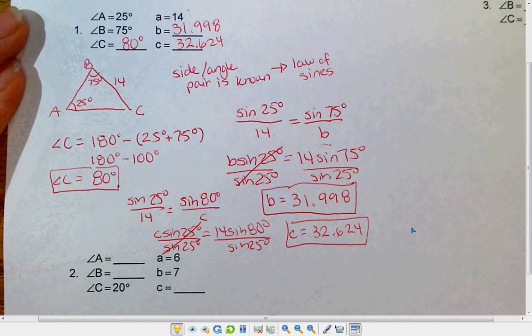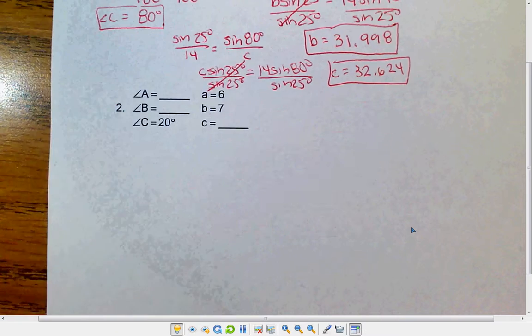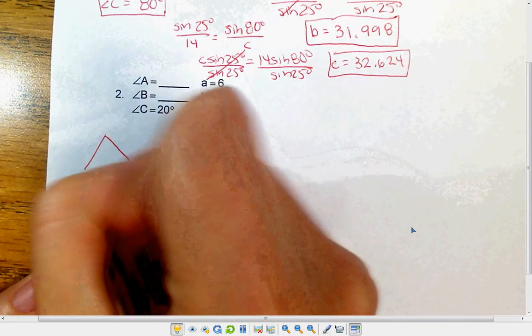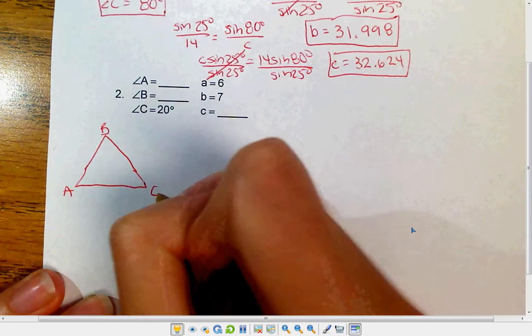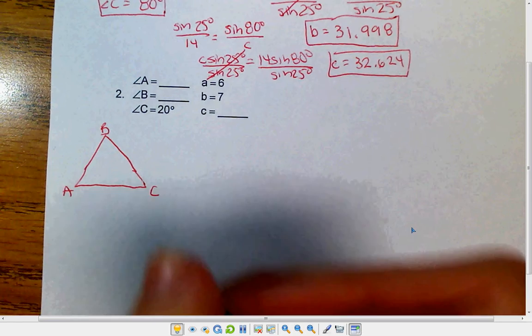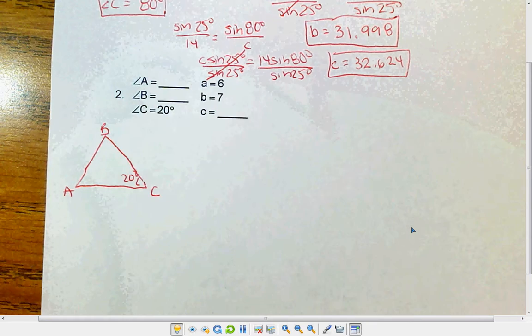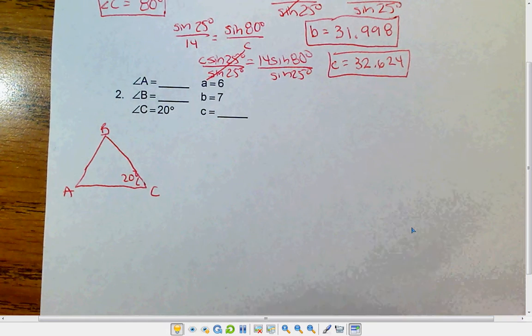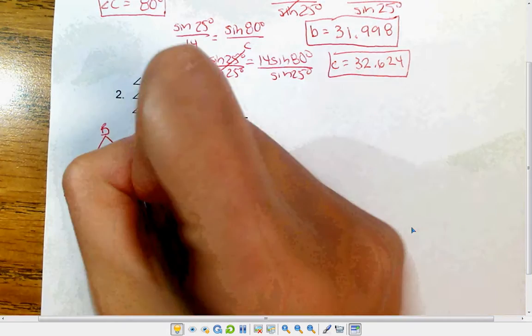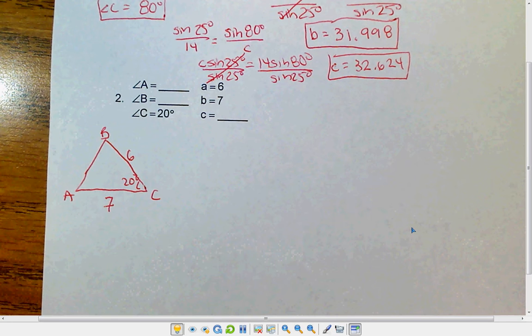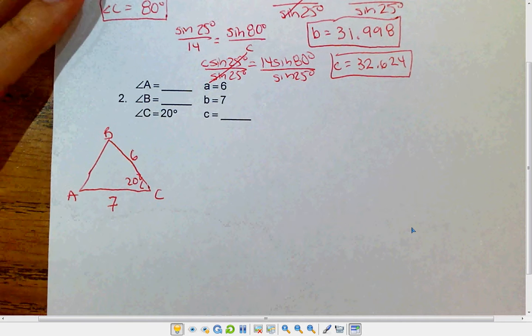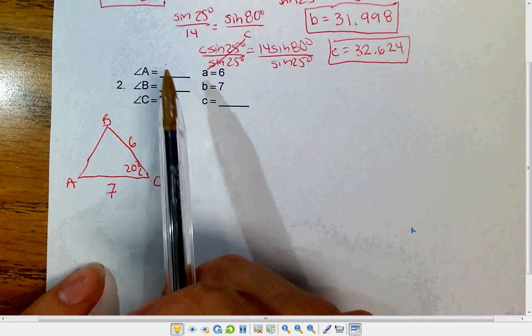Okay, let's look at problem number 2. So again, we're going to start off with the same thing, drawing a picture of our triangle, A, B, C. We know C is 20 degrees. We know side A, which is across from angle A, is 6. Side B across from angle B is 7. And these are what we're looking for.